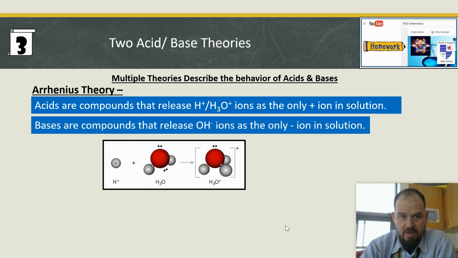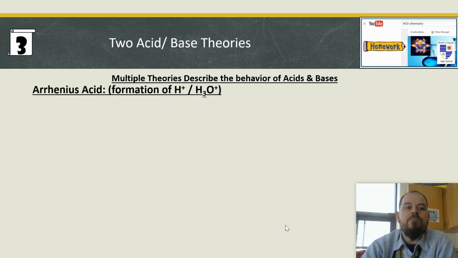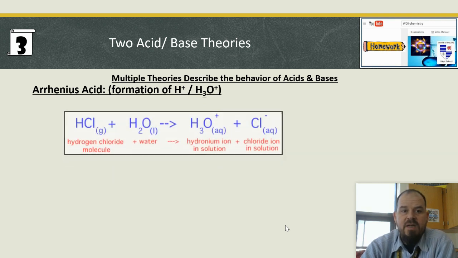Here is a picture of H plus going into water and making H3O plus. This is what I can draw for you on the board to prove that if H3O is around, then H plus is around. And we're going to make one little switch about how we talk about water to help make this happen. Formation of H plus with an Arrhenius acid.